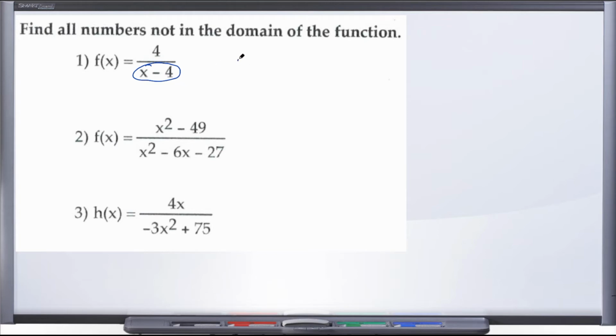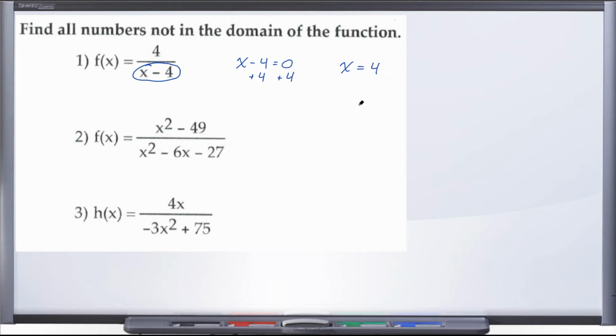So in this case, number 1, if we take the denominator and set it equal to 0, now let's solve and determine what x cannot be. So here we have x minus 4 equals 0. Well, let's go ahead and add 4 to both sides. And when we do that, we end up with x equals 4.